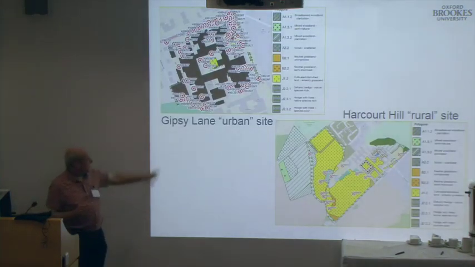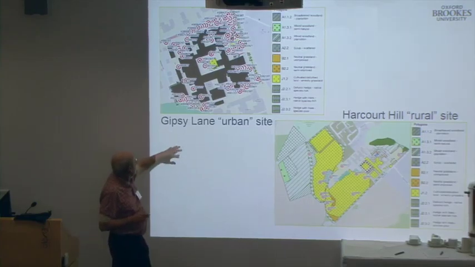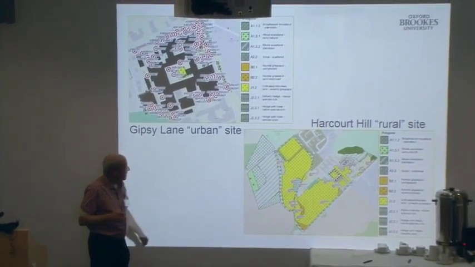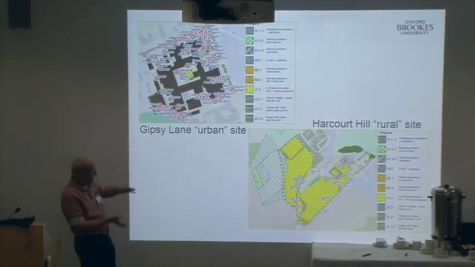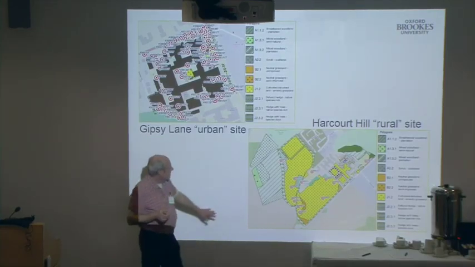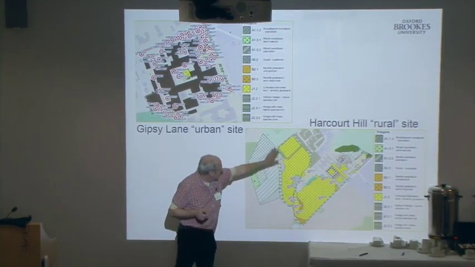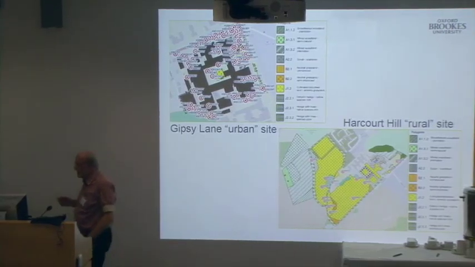So, for example, here is an urban site, with all these red dots as target notes, so there's text associated with them as well. And this is one of our rural sites with coded habitats on there.